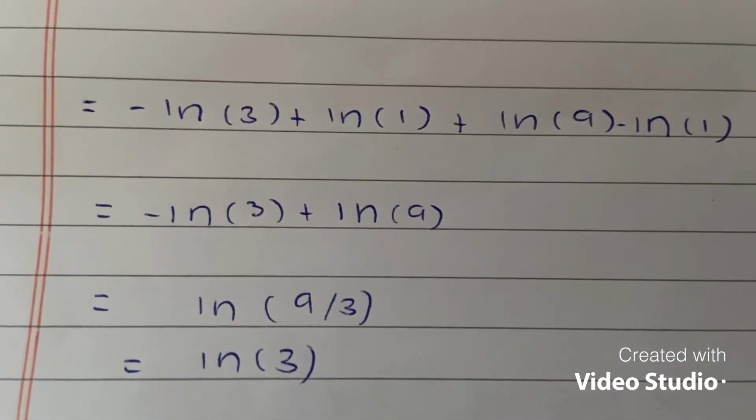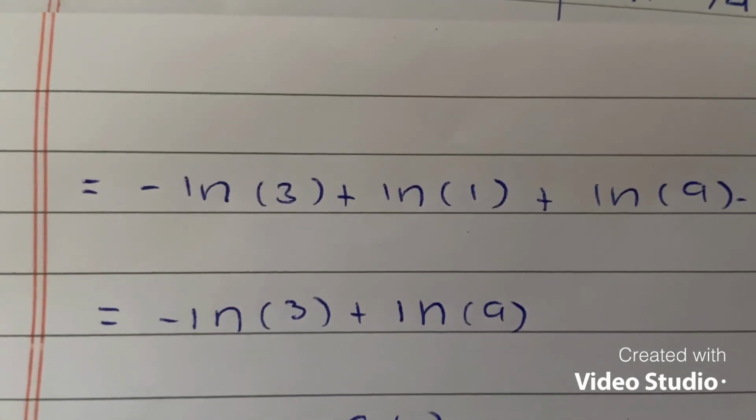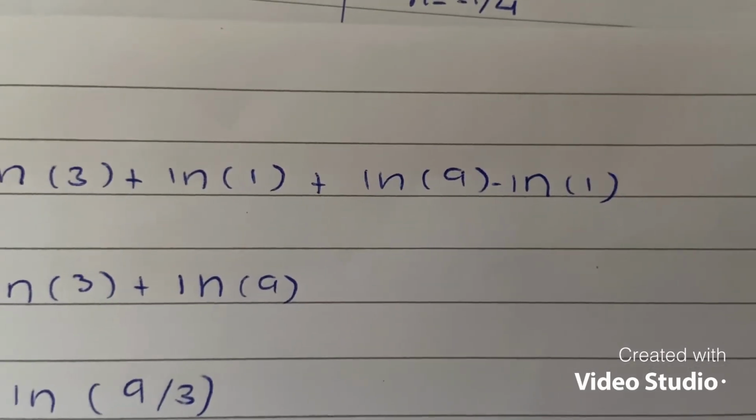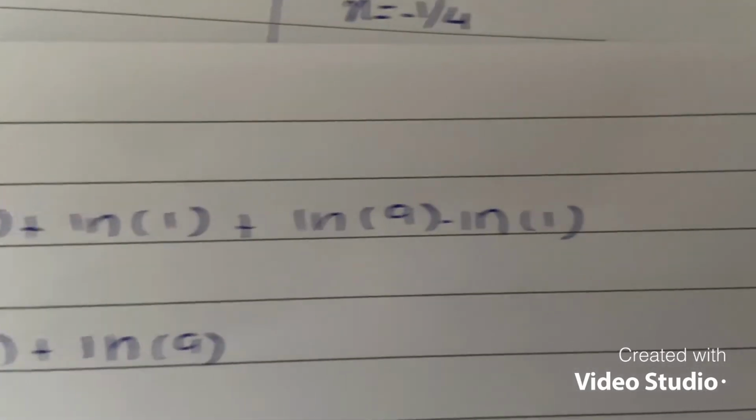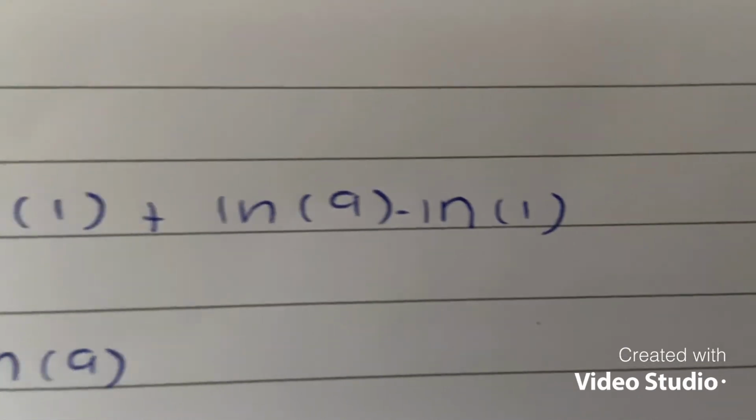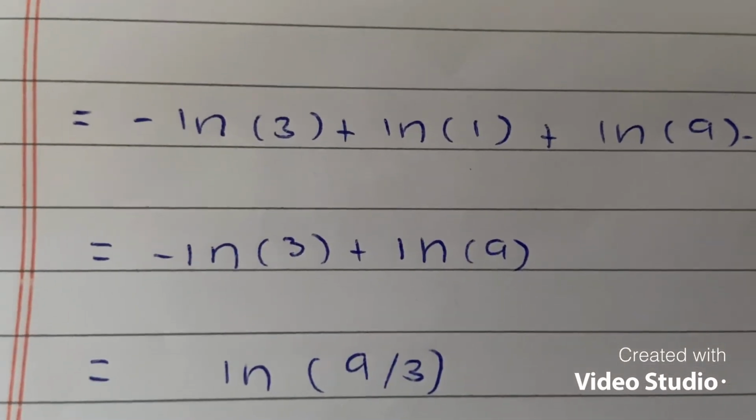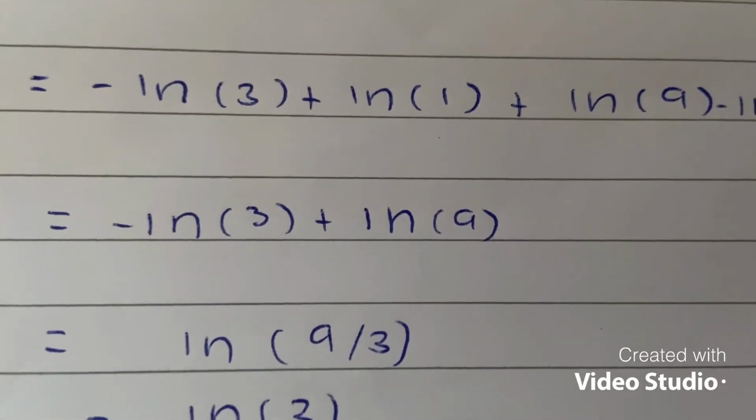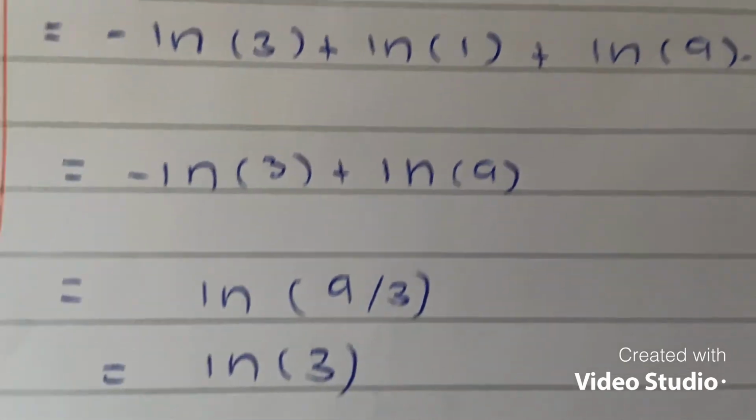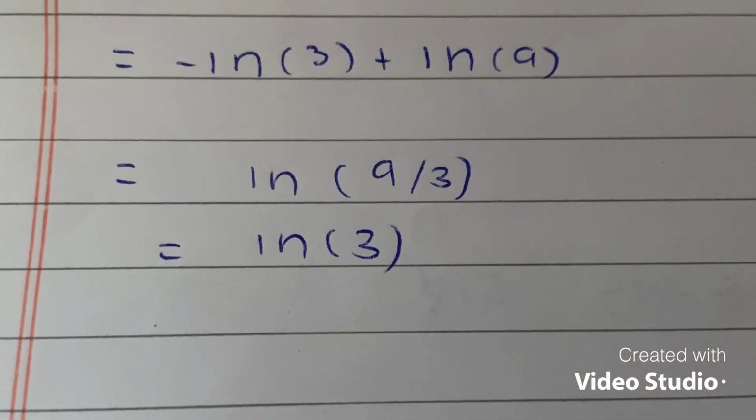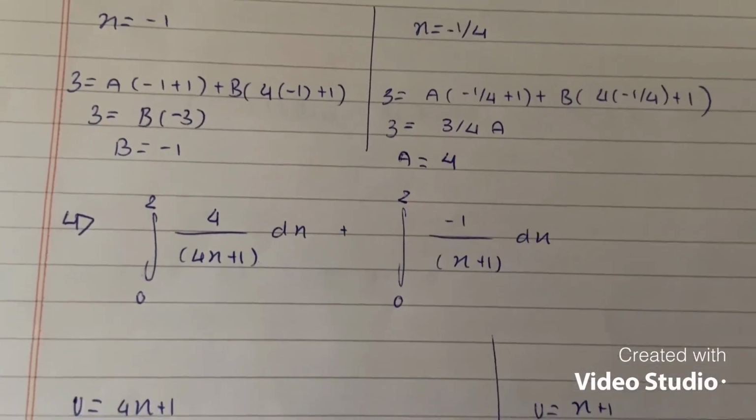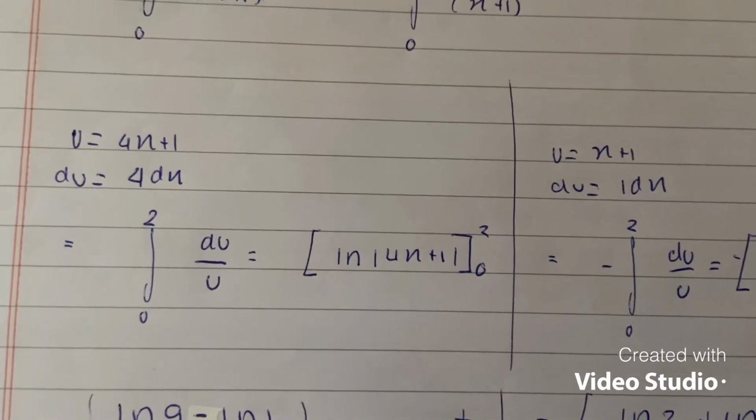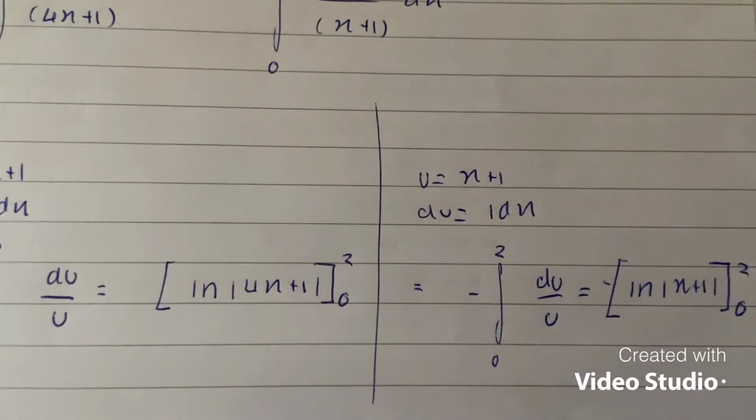So once you substitute your 2 and 0, I get ln 3 plus ln 1 plus ln 9 minus ln 1. As you can see, ln 1 and negative ln 1 cancel. So you're left with negative ln 3 plus ln 9. And then using properties, it becomes 9 over 3. 9 divided by 3 equals 3. So that's your final answer. Similar process, it's just that you're going to have to substitute your 2 and 0 into the equation.